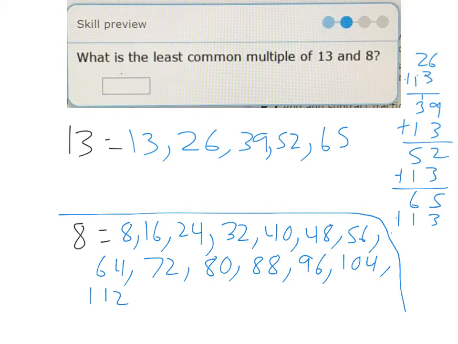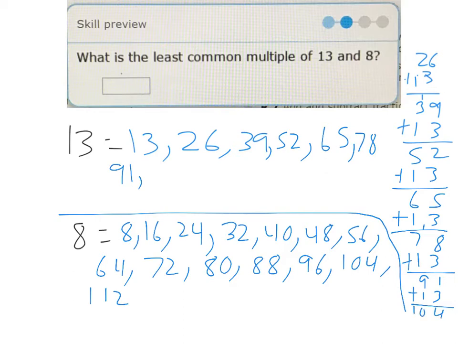Plus 13, 78, nope. Plus 13, 8 plus 3 is 11, 1 down, 1 up. 1 plus 8, 7 is 8, plus 1 is 9, 91, no. Plus 13, 3 plus 1 is 4, 9 plus 1 is 10. Hey, boom, 104. That was a trickier one. The lowest common multiple for 13 and 8 is 104.